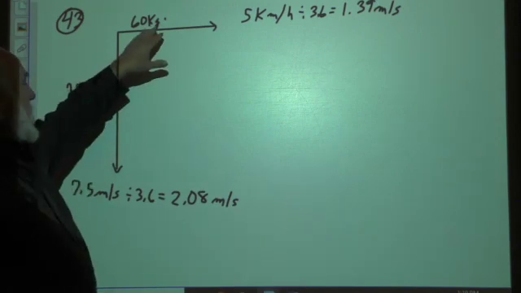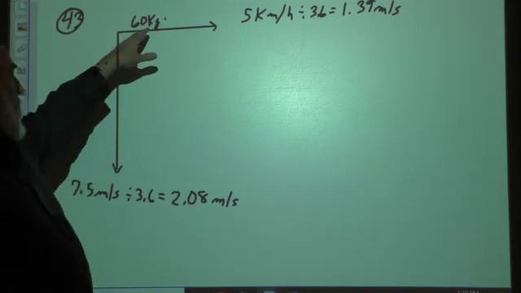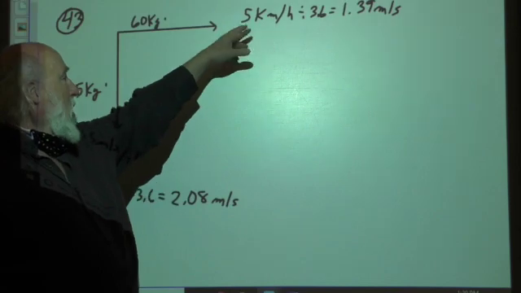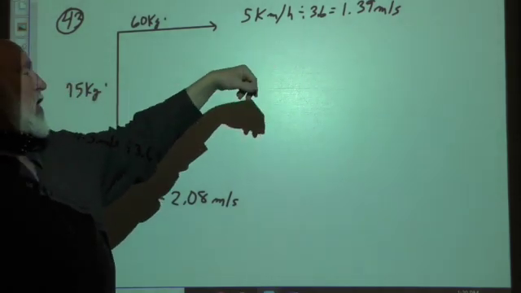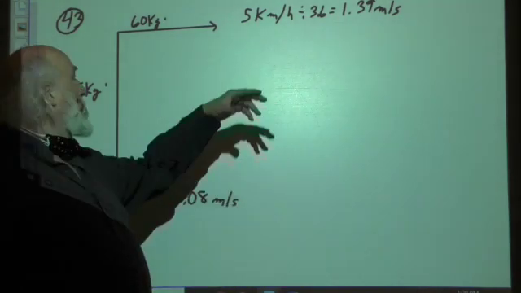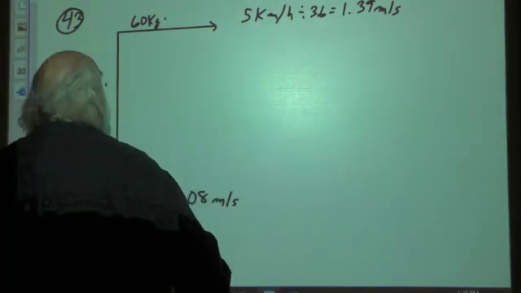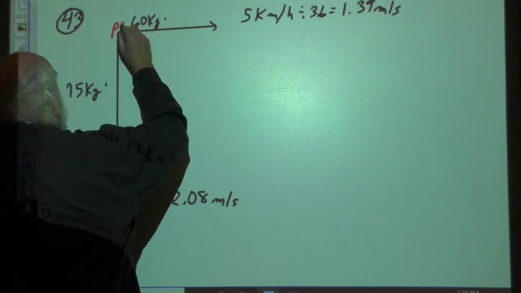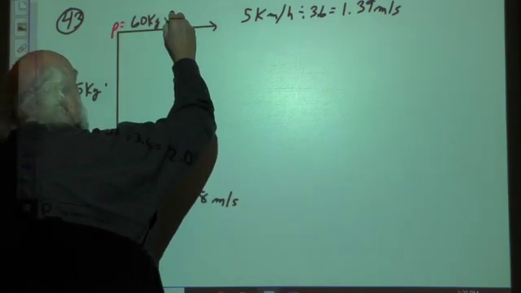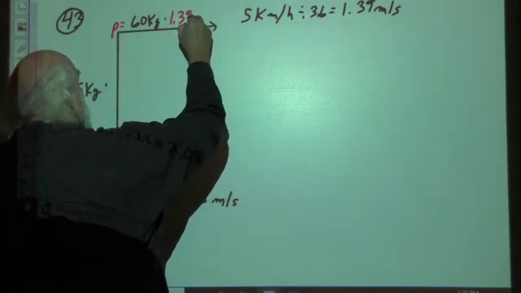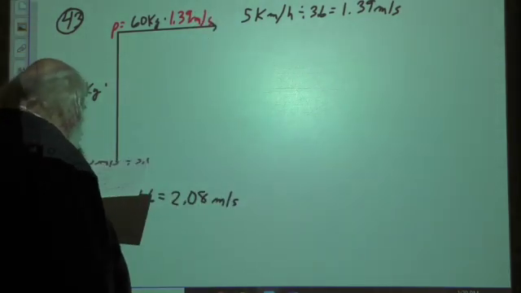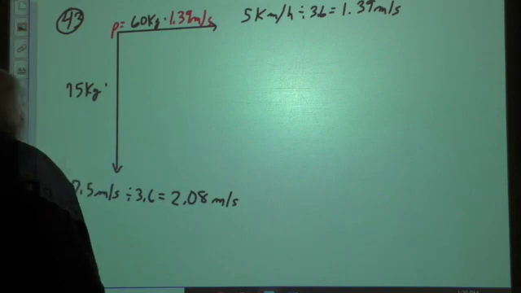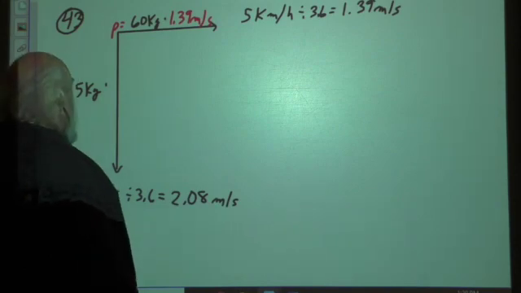One, who has a mass of 60 kilograms, is going due east at 5 kilometers per hour. I changed that to meters per second. I got 1.39 meters per second. So his momentum is going to be 60 kilograms times 1.39 meters per second. And I did not calculate that. I just put that in the whole rigmarole there.